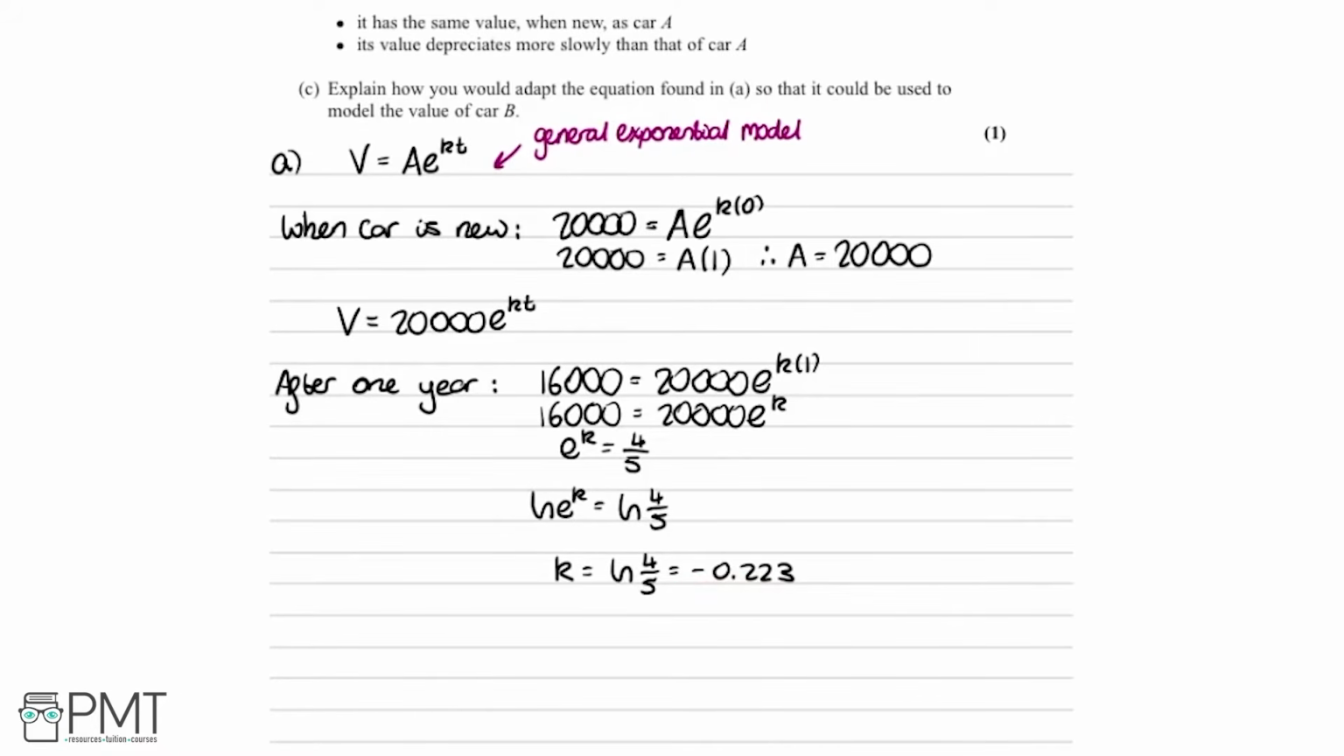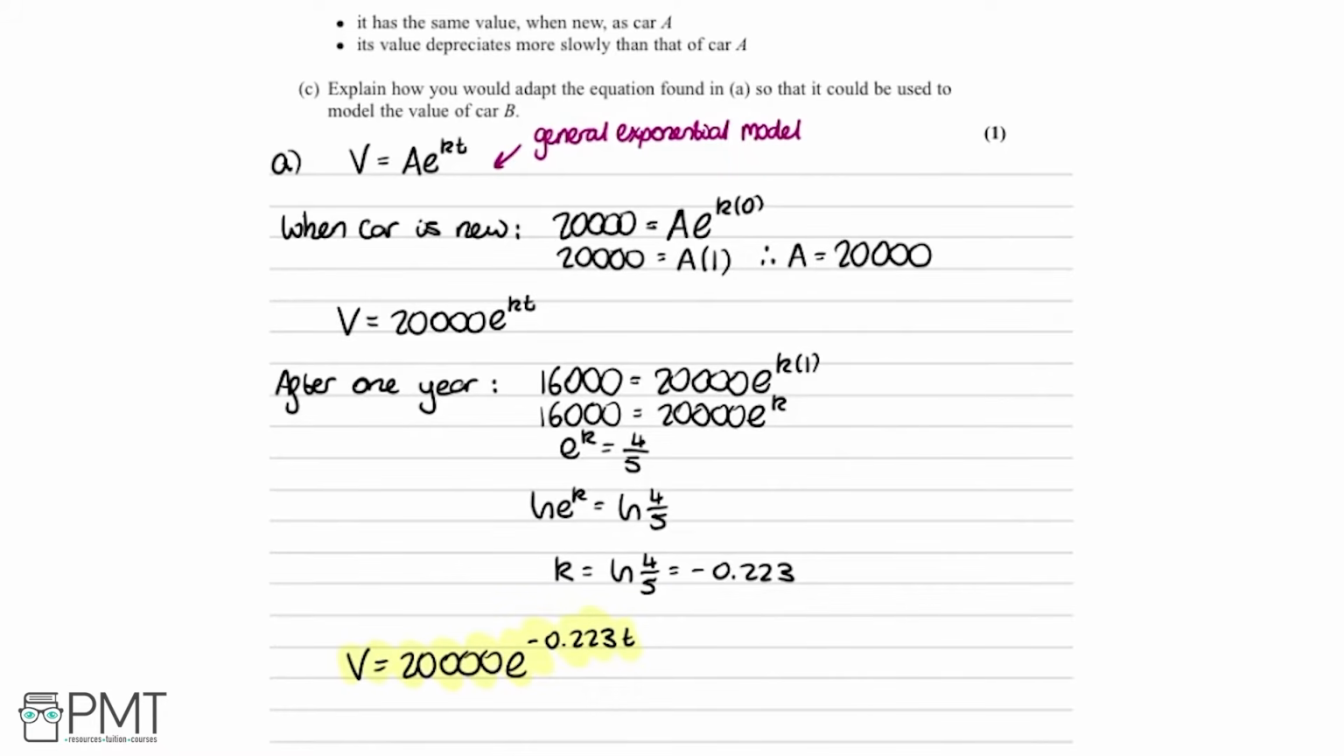Because as we know, the value of the car is decreasing as the years increase, which means we've got exponential decay here. For that to happen, we know we're going to need to have a negative value for k in our model. Bring all this information together, we can write a possible equation that links v and t. So we're going to say v equals 20,000 multiplied by e to the power of minus 0.223 t. And that is our final answer.